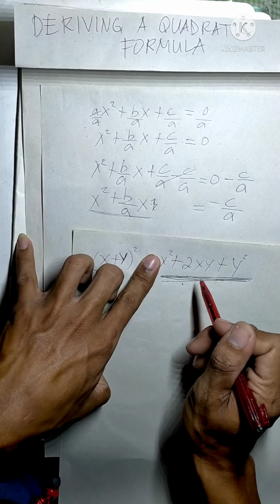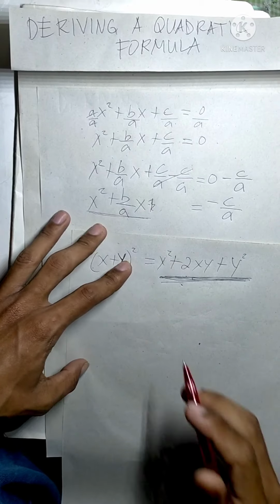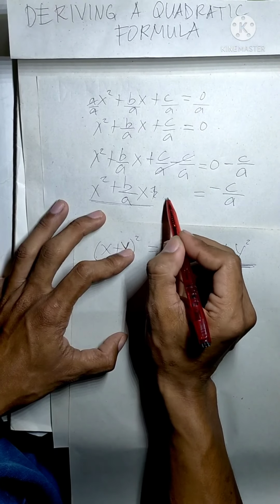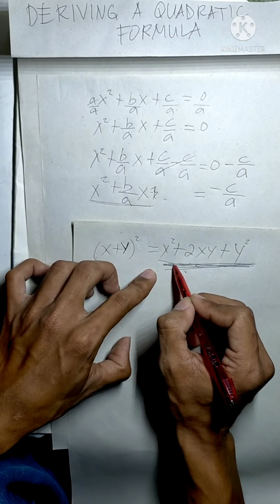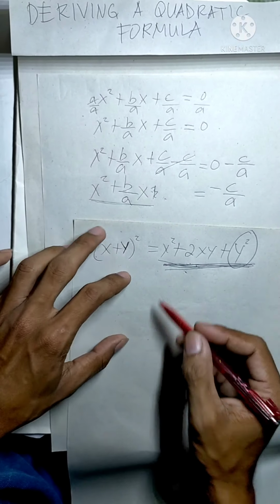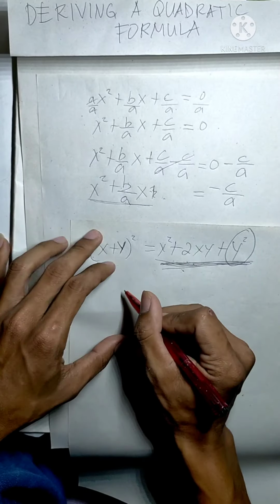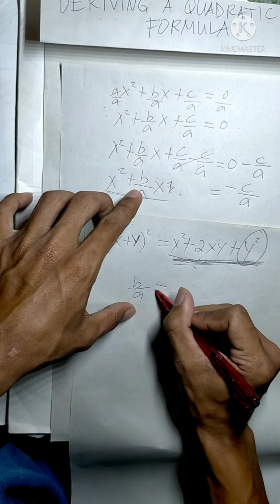So what we're going to do now is to find the missing part here. This missing part we have to find. So actually this b over a and this b over a are equal, right?